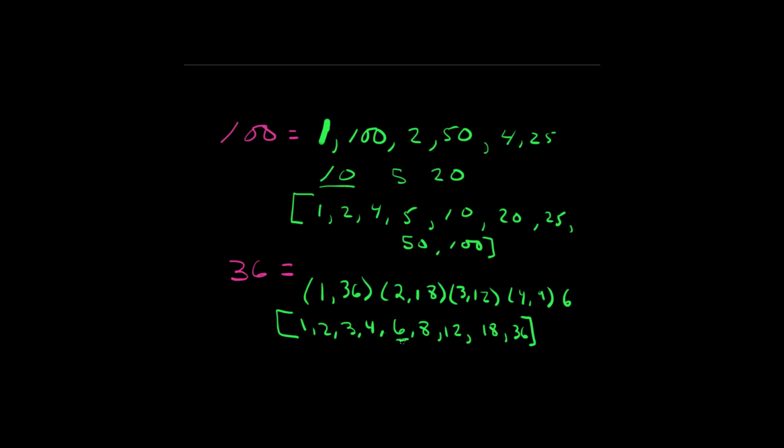All right, so once again, these are called factors, the numbers that you use to multiply to get a product or an answer. So they give you the answer, like 100, or they give you the 36, and you have to find all the pairs that match up to that.